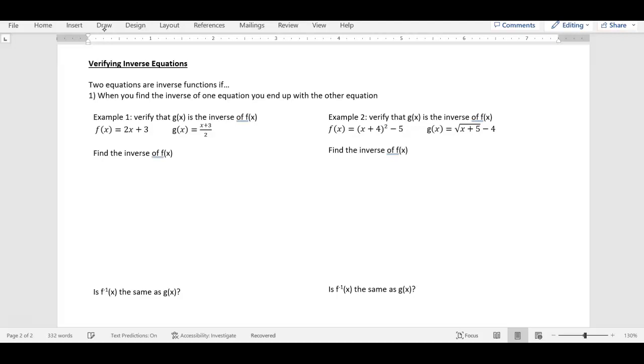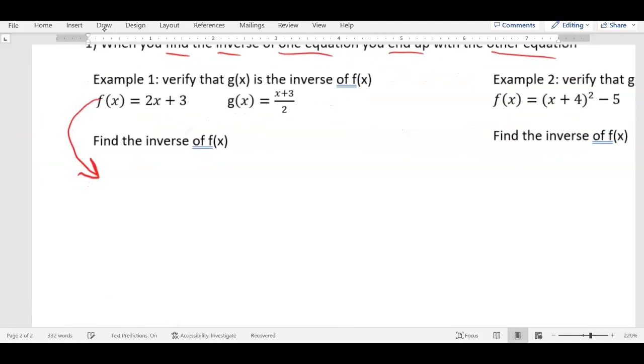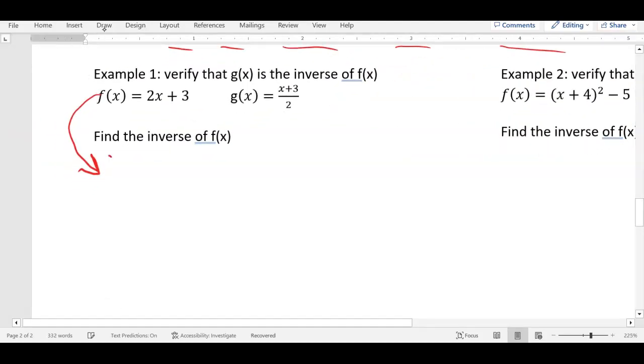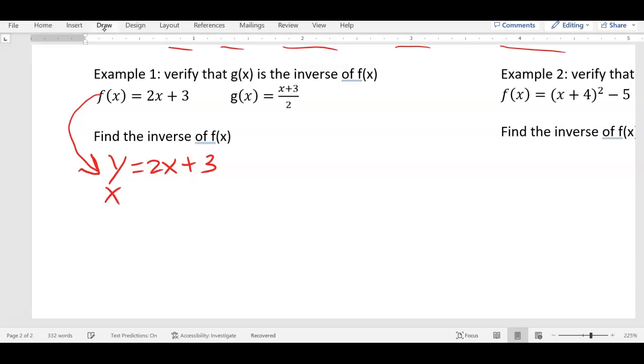Here's what you're gonna do. You're gonna find the inverse of one and see, do you end up with the other, okay? So we're gonna find the inverse of f of x and then see if we end up with g of x. Okay, so first step, f of x turns into what letter? Y. Y equals 2x plus 3. What do I do with x and y? Switcheroo.